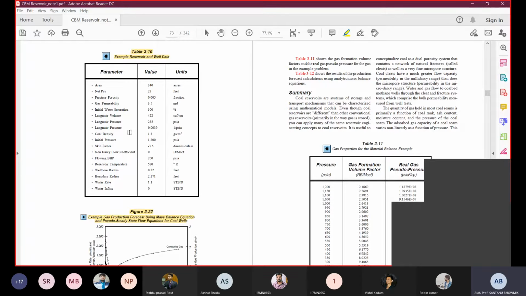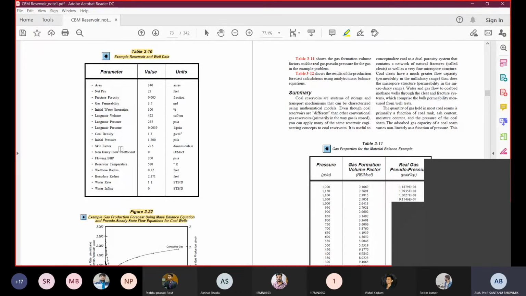Then you have to assume some coal density, initial reservoir pressure, and skin factor. See, skin factor is always dimensionless because it is going to give you the ratio, giving you the idea about how much damage it has, how much damage from the ideal condition. Then the non-Darcy flow coefficient, it is for the permeability.